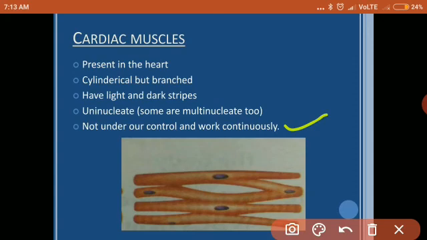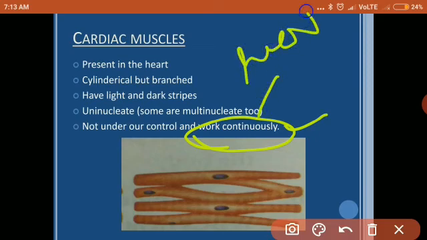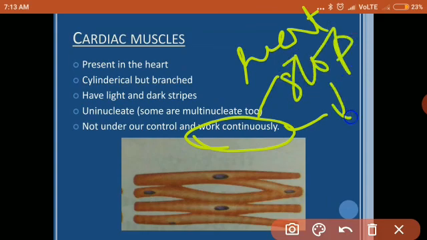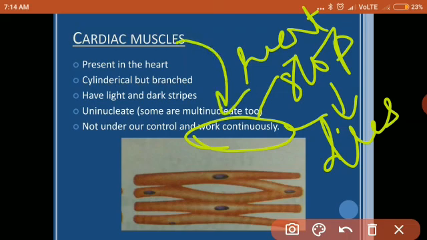So it has mixed properties of both, and it works continuously. The heart starts working even before your birth, and it stops working only at your death. If somebody's heart stops working, then that person dies. Therefore, the heart is designed by God in such a way that its muscles are specifically designed to work continuously throughout day and night, throughout our life, without fatigue. Understood how it is designed? You will study in your higher classes, but you should remember that heart muscles, cardiac muscles, work continuously.